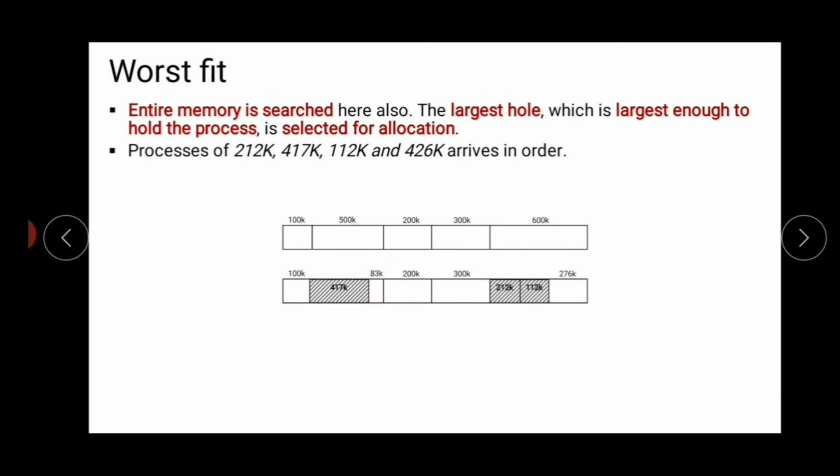Next is 112K, the entire block will be searched. So here this free space is larger than all the other blocks. So this process will be allocated over here, and the rest of the memory will be free. Now the next process comes, that is 426K. The entire memory will be scanned, but there is no block having enough capacity to hold this process. So this process will not get a chance to be allocated to any block.